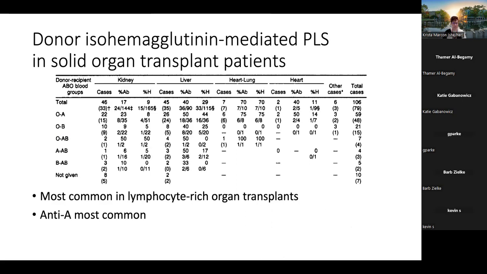And the patient receiving organ that were rich in lymphocytes, such as the liver or heart-lung, had the higher rate of PLS. This study showed that anti-A from O donor was the most common cause of PLS in solid organ transplant patients, with around 61%, and 21% for O to B patients. And that patient with the A2 phenotype was not protected against this phenomenon.